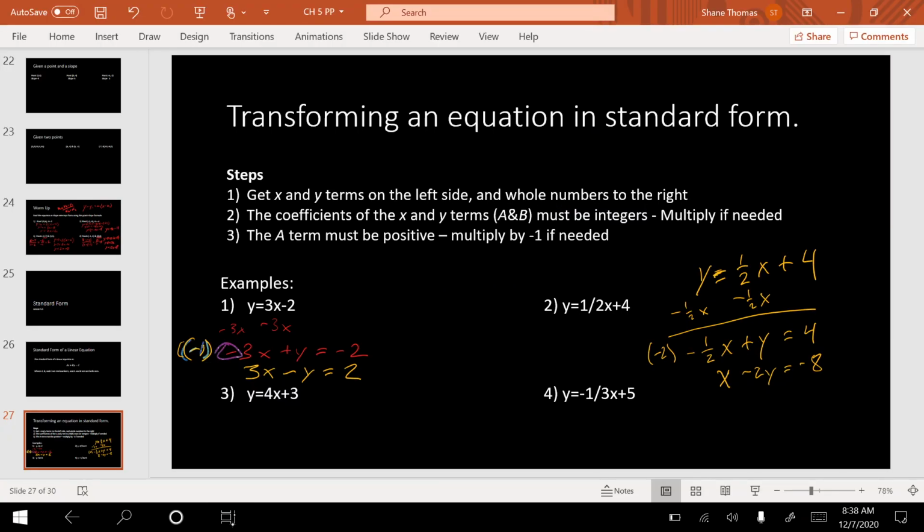So you're doing 3 and 4. Get them to standard form. Variables on the left, whole numbers on the right. The coefficients of the variables must be an integer. A term must be positive.